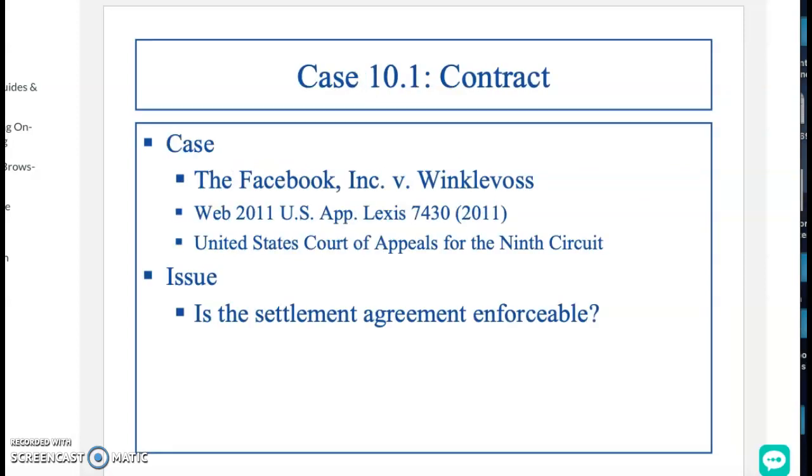Facebook case, you can look at that one. They went through a settlement. Do you believe the agreement was enforceable?